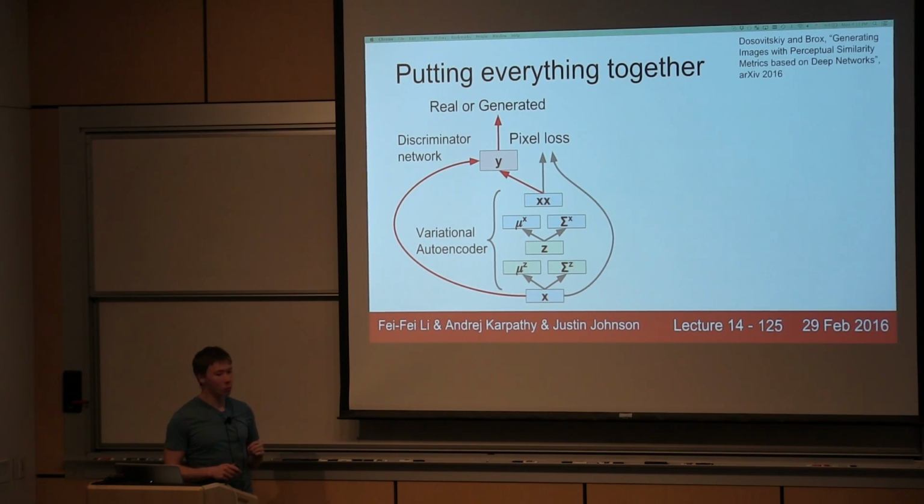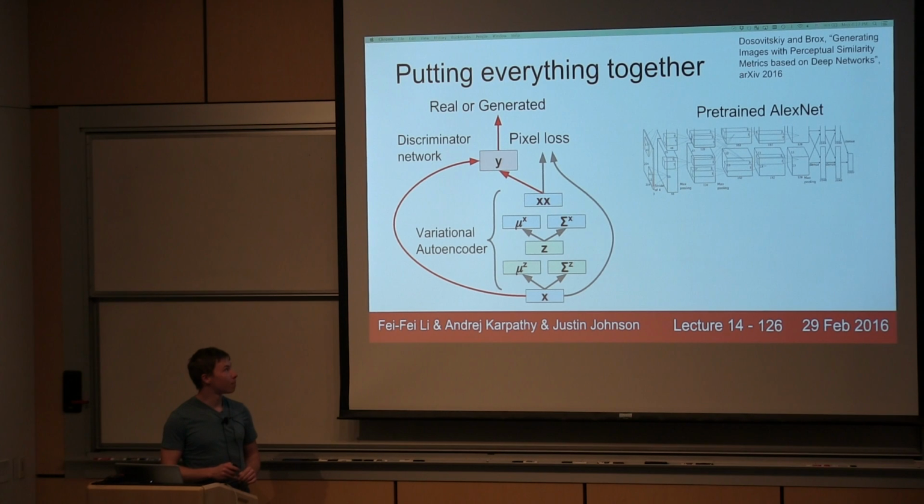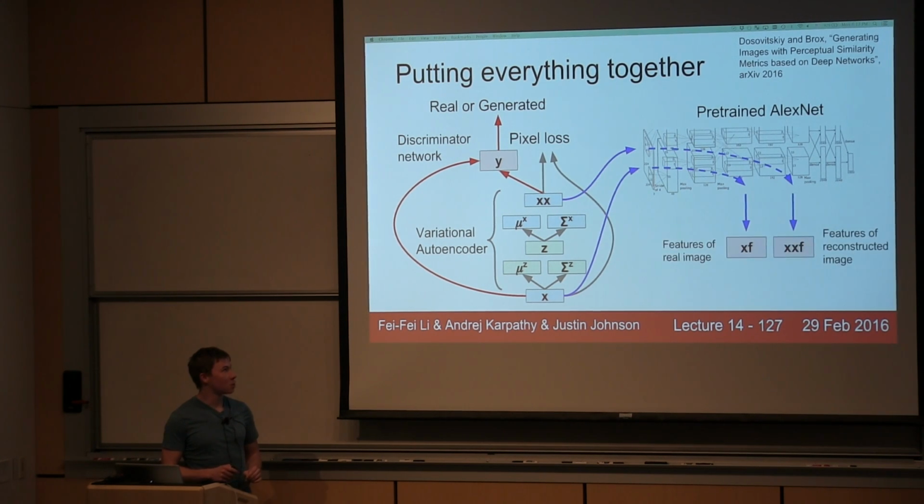But that's not cool enough. So why don't we also download AlexNet and pass these two images through AlexNet and extract AlexNet features for both the original image and for our generated image. And now, in addition to having a similar pixel loss and fooling the discriminator, we're also hoping to generate samples that have similar AlexNet features as measured by L2. And once you stick all these things together, hopefully you'll get some really beautiful samples, right?